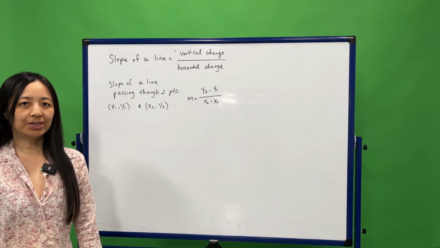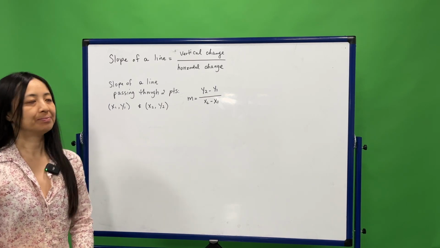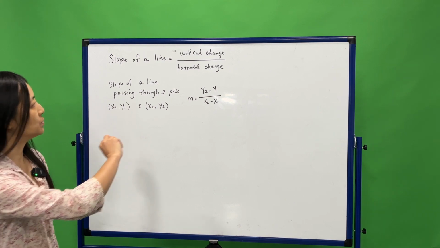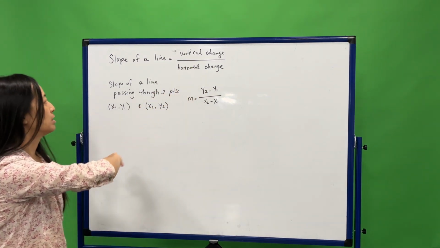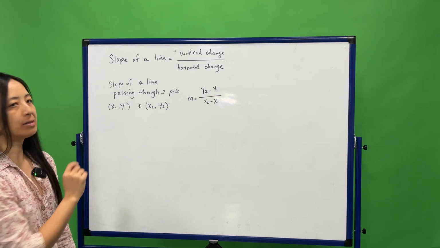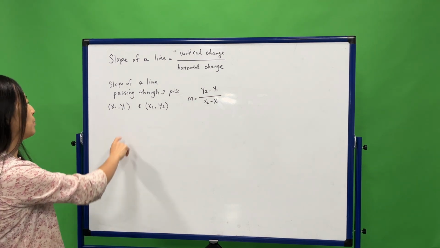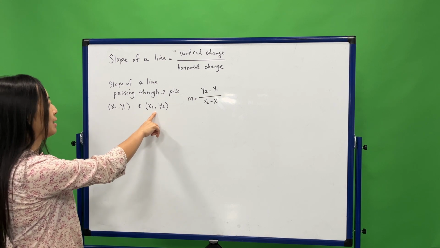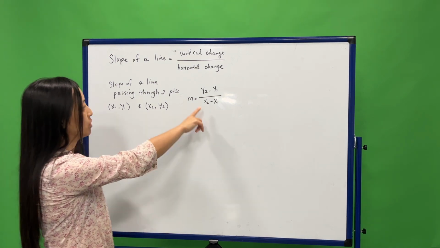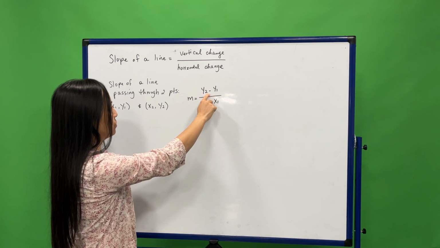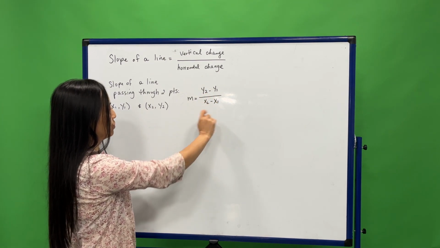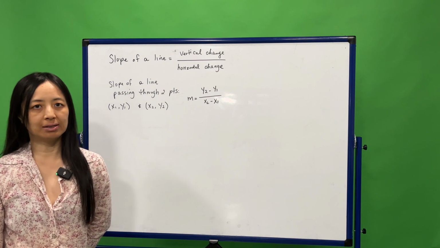Hi there, in this video we're going to go over the slope of a line. The slope of a line is equal to the vertical change over the horizontal change. And the slope of a line passing through 2 points, where the points are x1, y1, and x2, y2, is given by m is equal to the vertical change, y2 minus y1, over the horizontal change, x2 minus x1. Let's look at an example.